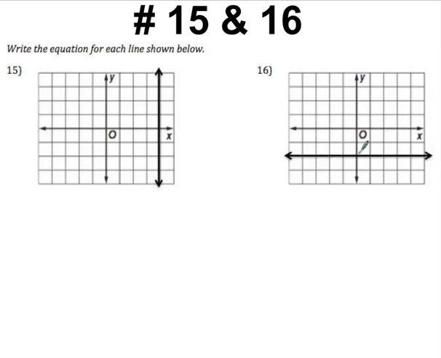0 slopes are a y equals line, and in this case it's going to be y equals 5. Okay, so let's look at 15 and 16. So this should be very similar to the last 4 that we just did. I notice that this has an undefined slope, right?